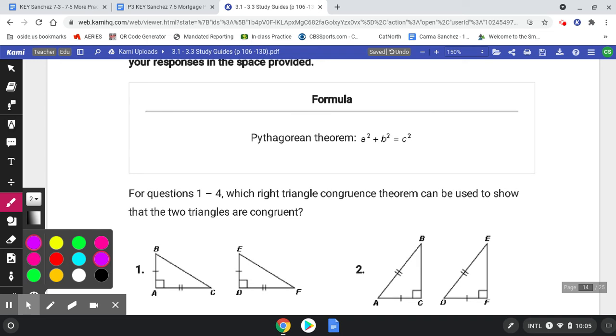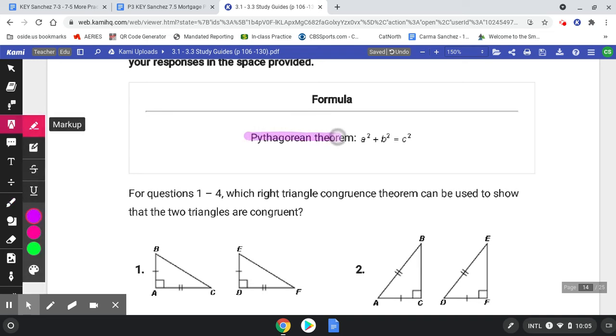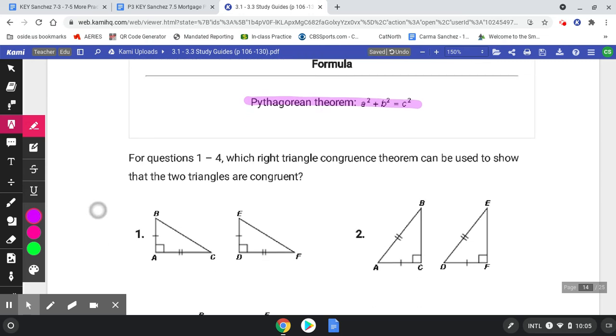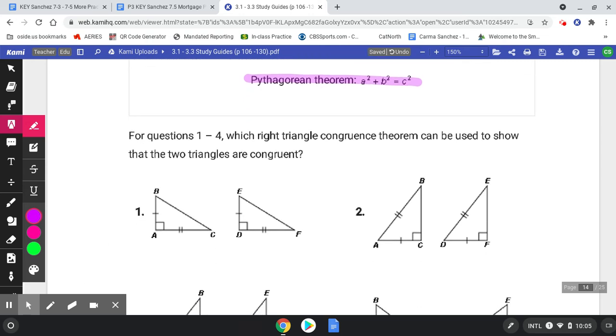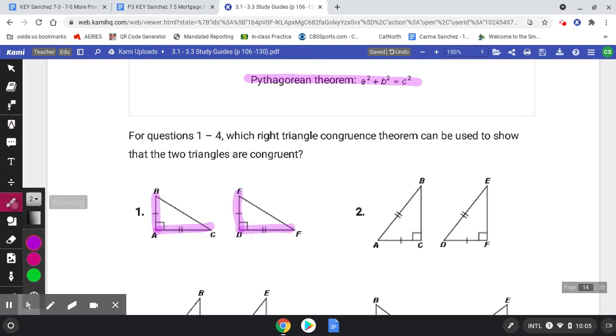Notice that they're expecting you to get this Pythagorean from the last section, and it's going to come into play again in this section when we're talking about the shortcuts for congruence for right triangles. So easy questions 1 through 4. Which triangle congruence is it? Do you see right here that we have leg and another leg? This is your LL theorem.